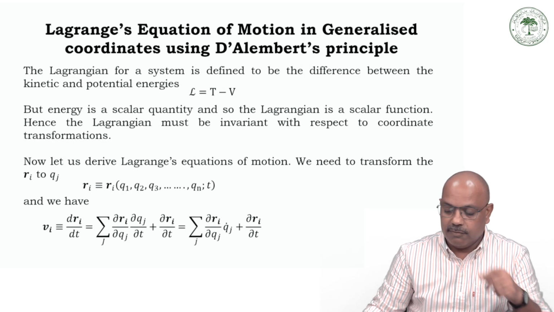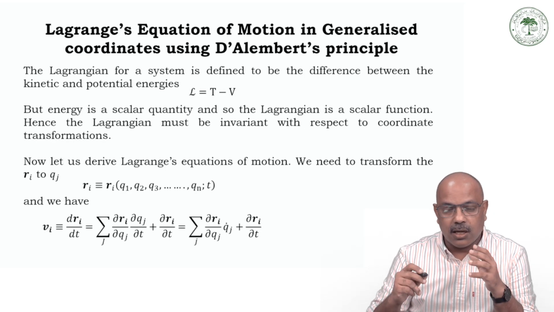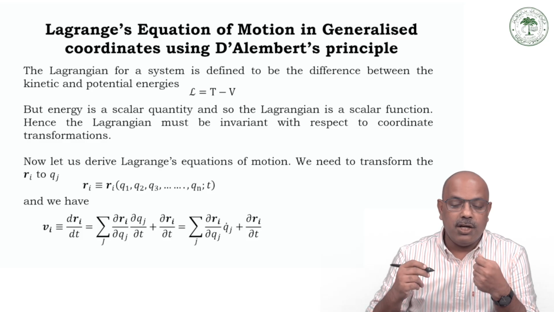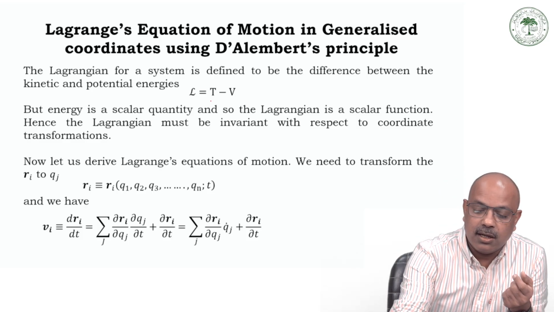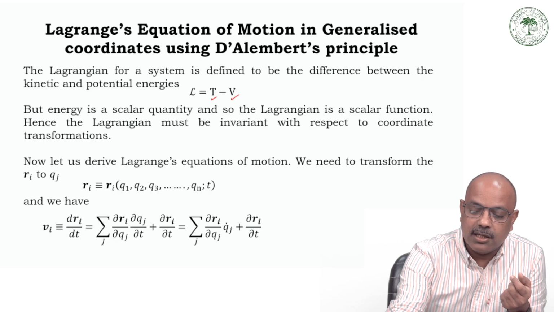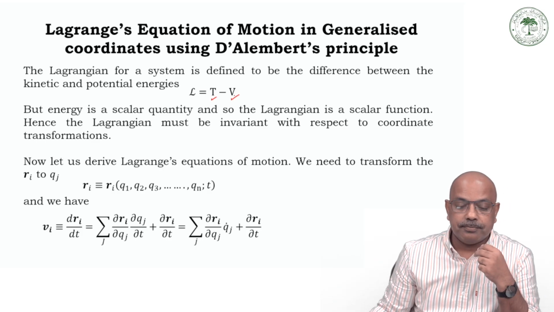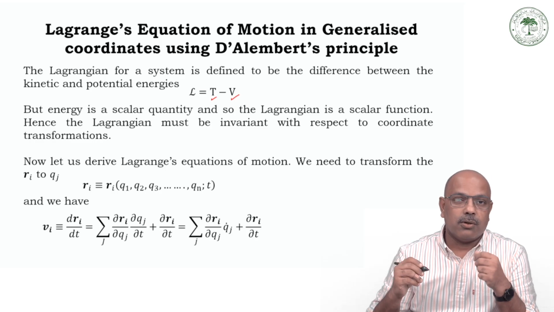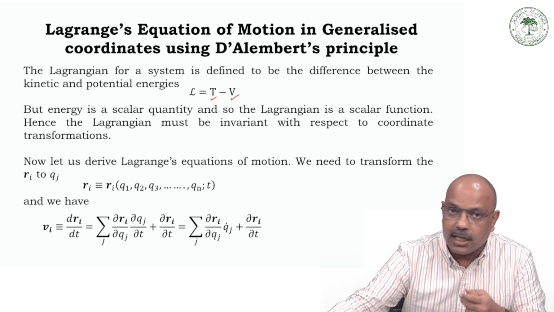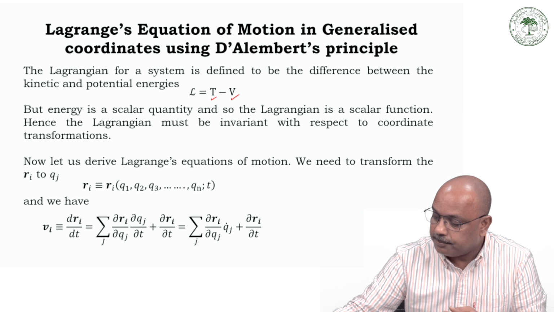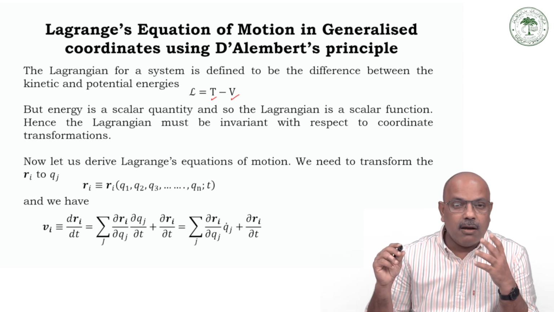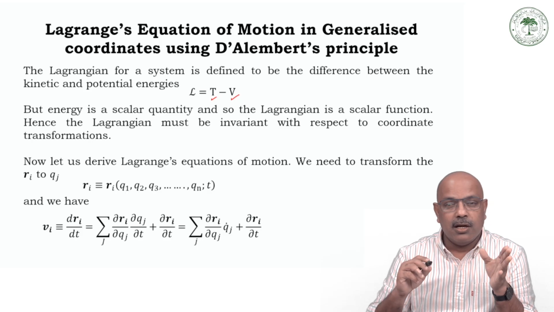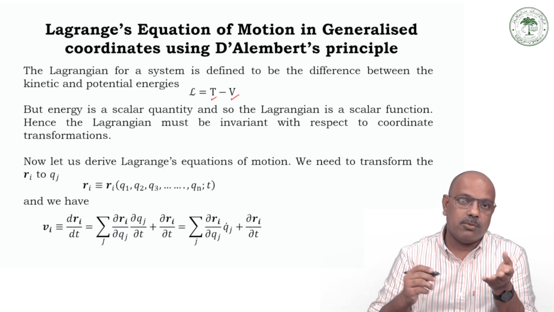With this ideology we tried to build up the Lagrangian for the system, which was defined to be a scalar quantity and a difference of the kinetic energy and the potential energy. Because the kinetic energy and potential energy are scalar quantities, the Lagrangian is a scalar quantity. And because the Lagrangian is a scalar quantity, we can transform from one coordinate system to another coordinate system.